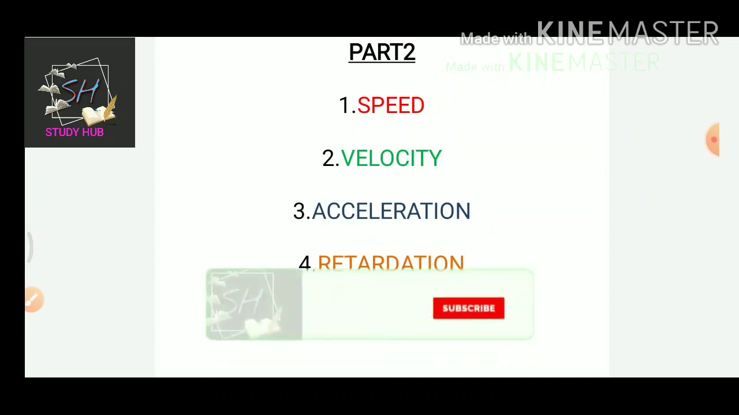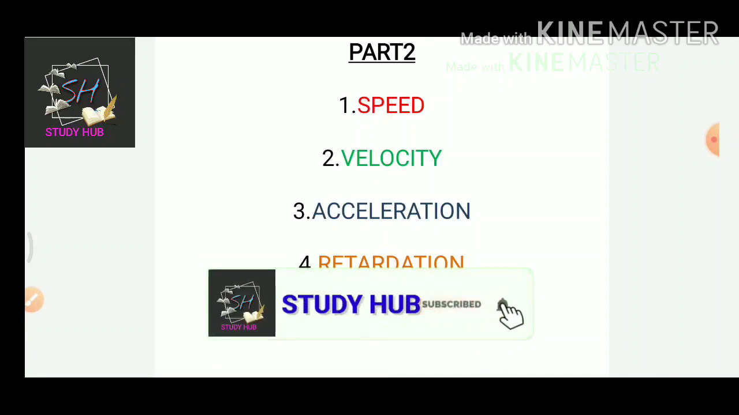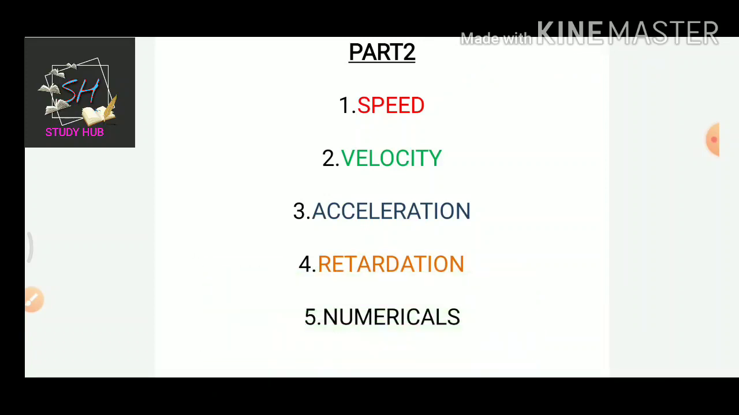Today we learn about these topics. That means speed, velocity, acceleration, retardation and some numericals related to these topics.